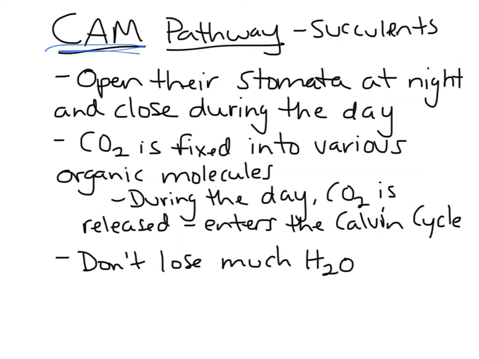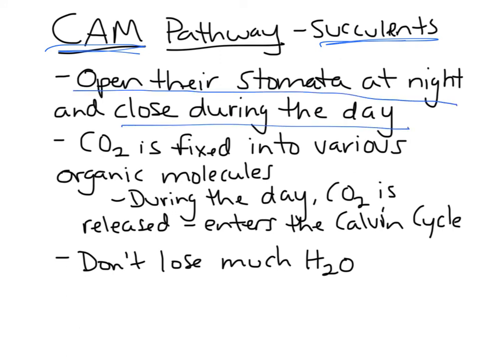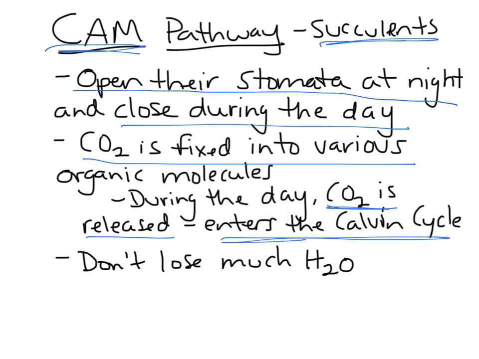And then the CAM pathway, this is where we find in succulents, like aloe plants and cactus and things like that. They open their stomata at night and close it during the day. And so CO2 is fixed into various organic molecules. And during the day, the CO2 is released and enters the Calvin cycle. So it's released from these molecules because the stomata are closed during the day so as not to lose too much water. So these are the different sort of types of ways. You can have carbon dioxide coming in and getting fixed directly. That's a C3 plant. You can have it being stored in a C4 or a CAM type of pathway.